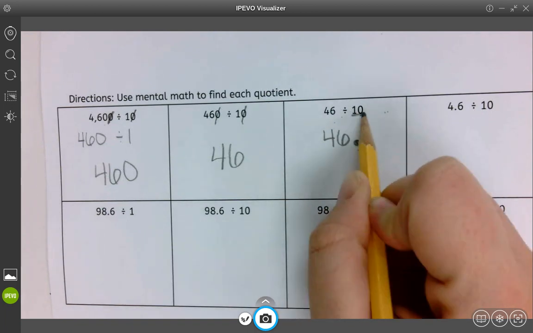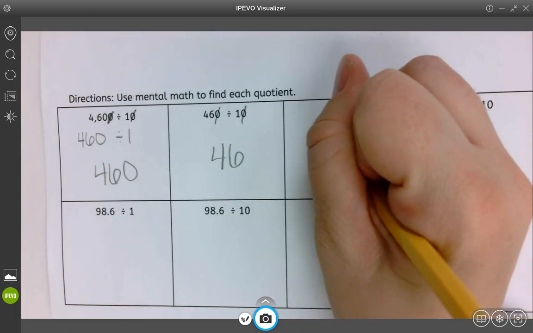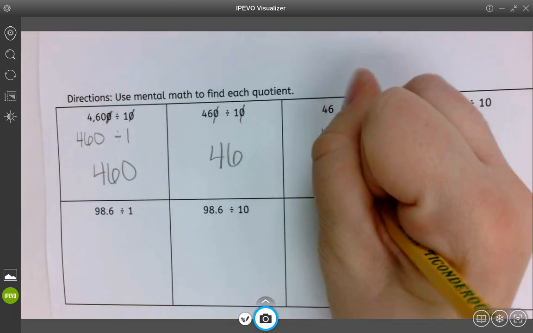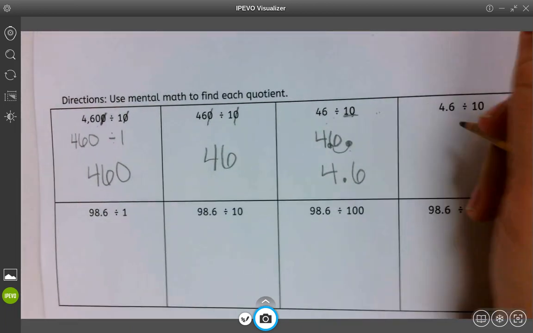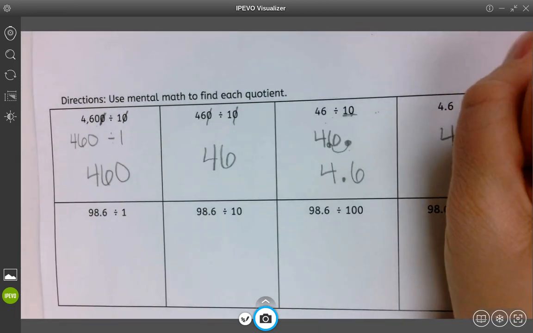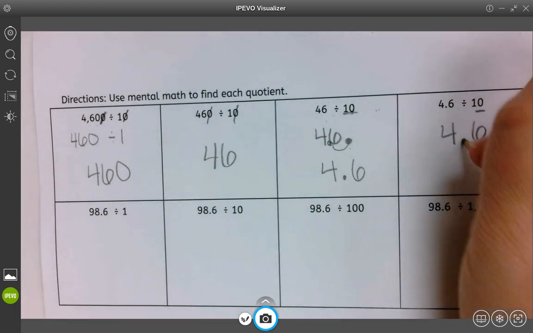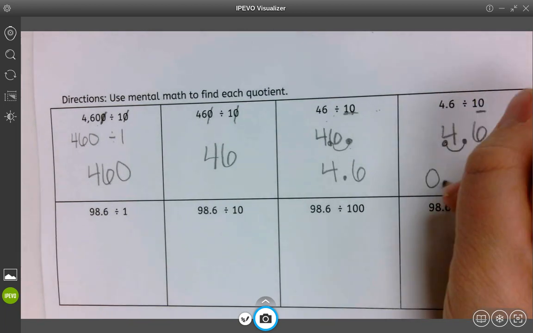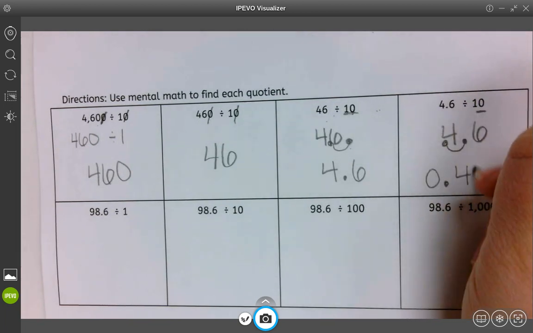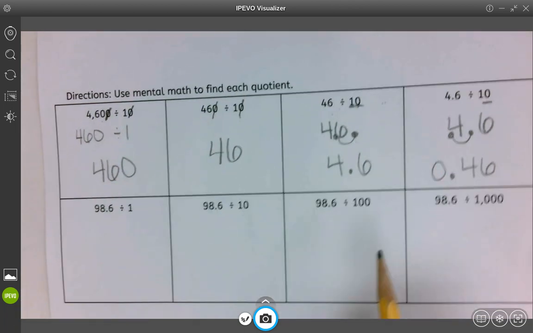So if I take this decimal, I will move it to the left once because there's 1 zero, and my new answer is 4 and 6 tenths. Okay, again, I'm going to write that first term. Again, I'm only dividing by 10, so I'm going to move it 1 time to the left, and my answer is 0 and 46 hundredths. You don't have to put the 0 there if you don't want, but I like to get in the habit of writing that 0.